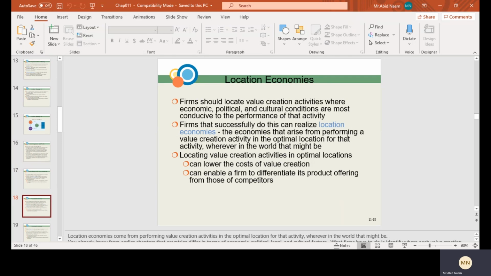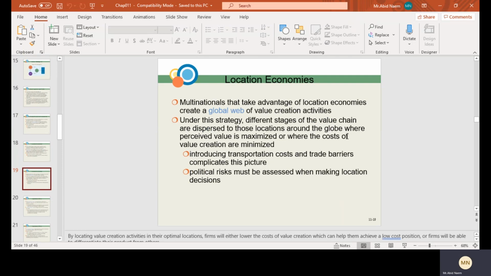In the optimal location for that activity, wherever in the world that might be. Locating value creation activities in optimal locations can lower the cost of value creation and can enable a firm to differentiate its product offerings from those of competitors. Multinationals that take advantage of location economies create a global web of value creation activities. Under this strategy, different stages of the value creation are dispersed to those locations around the globe where perceived value is maximized or where the cost of value creation is minimized. Introducing transportation costs and trade barriers complicates this picture, and political risk must be assessed when making location specific decisions.